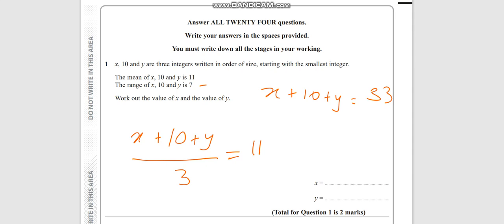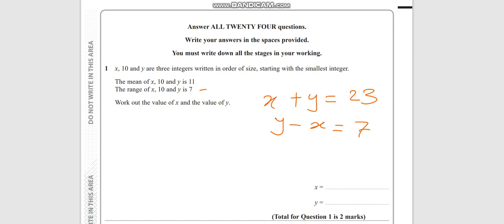And the next point is the range of x, 10 and y is 7, which means y subtracted from x. Range means the biggest value of the integer subtracted by the smallest one. So this range, y minus x, is 7. And now just doing some simplification, the 10 would go there and be subtracted, and we will be left with x plus y. As you can see guys, I've completed it, making the equation.